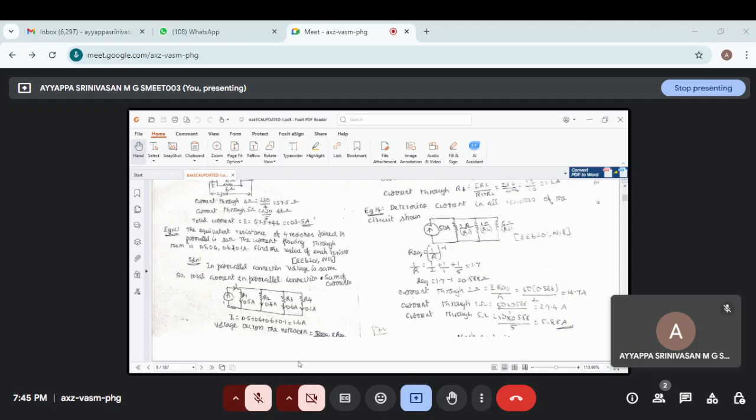So current through the first resistor is 0.5 ampere. So 48 volt is across it. So 48 by 0.5, 96 ohm. The second one, 48 volt is across 0.4 ampere. So 48 by 0.4, 120 ohm. Next, 48 is across 0.6 ampere. So 48 by 0.6, 80 ohm. Likewise, 48 by 0.1, 480 ohms is the answer.